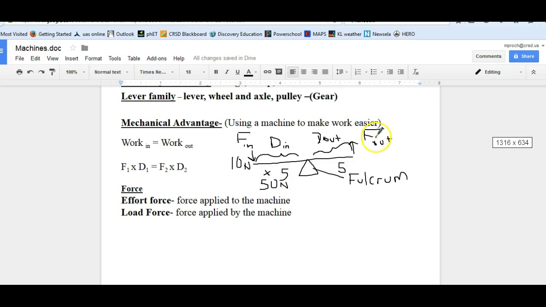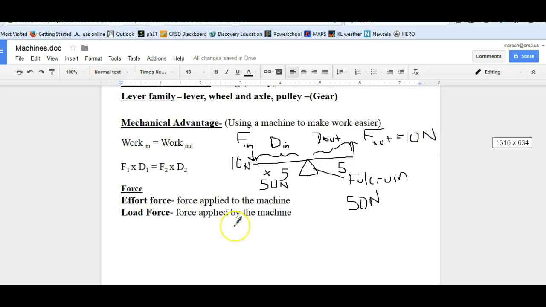And then over here, if this is 5, work in equals work out, this would have to be 10 as well. So this would then have to be 50 newtons. And we know this has to be 10 because it has to be 50 newtons, because work in is 50. You have to get 50 out. This is 5. Divide 50 by 5 and you get 10 newtons.